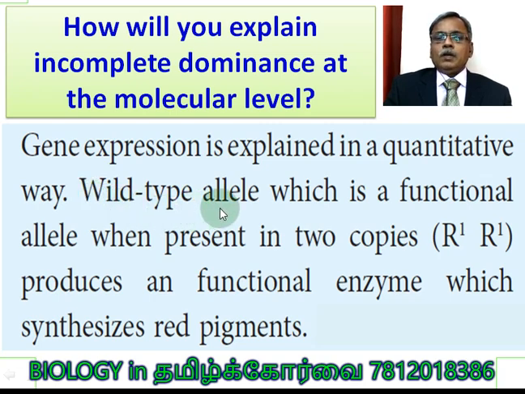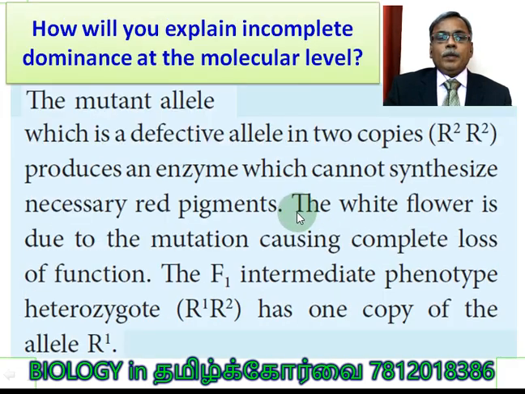The wild type allele, capital R1, which is a functional allele, when present in two copies, produces a functional enzyme which synthesizes the red pigment. So this active enzyme produced by the capital R1 allele is responsible for producing the red pigment. The mutant allele, R2, is the defective allele; due to some mutation taking place in R1, it is converted into R2.